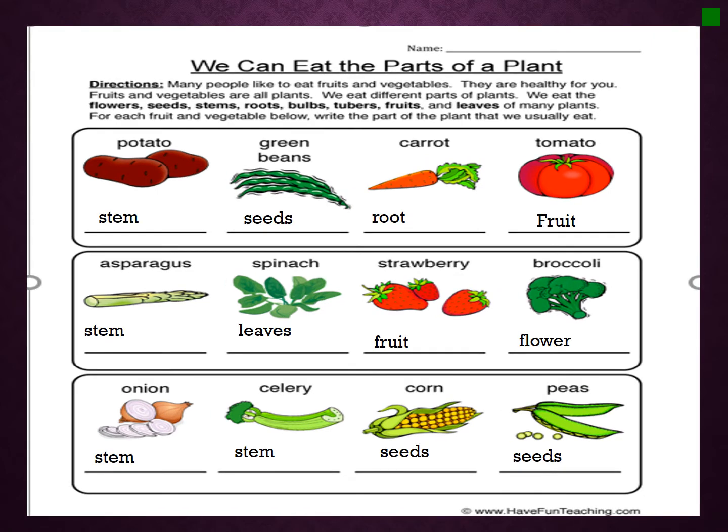So, potato is the stem, green beans, seed, carrot, root, tomato, fruit, asparagus, stem, spinach, leaves, strawberry, fruit, broccoli, flower, onion, stem, celery, stem, corn, seeds, peas, seeds. Yeah, we eat most of the parts of the plant.